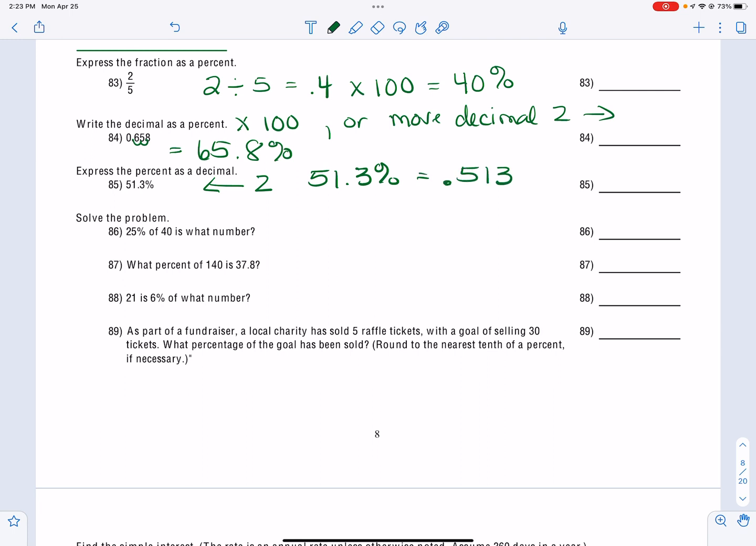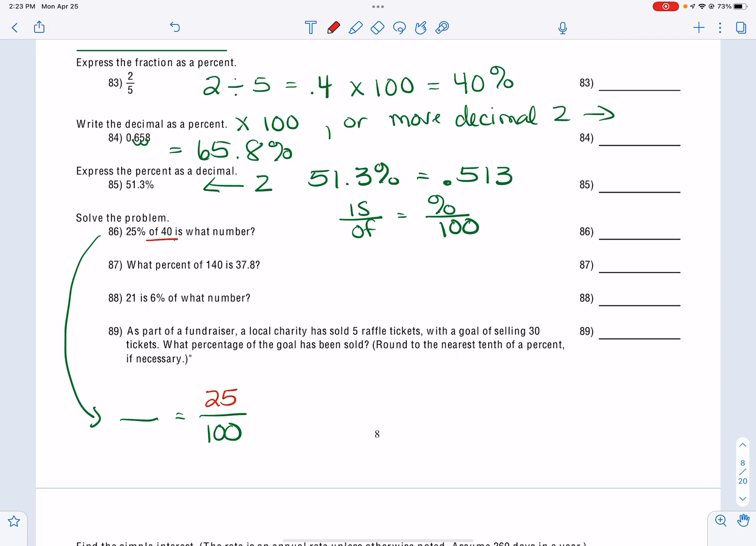0.513. Now, when we're doing application problems, you want to think of that as is over of equals the percent over 100. And then we're going to cross multiply. So 25%, that number, and I'm going to come down here so I have more room, that number is going to go over 100. So we drop the percent sign and just write that number over 100.